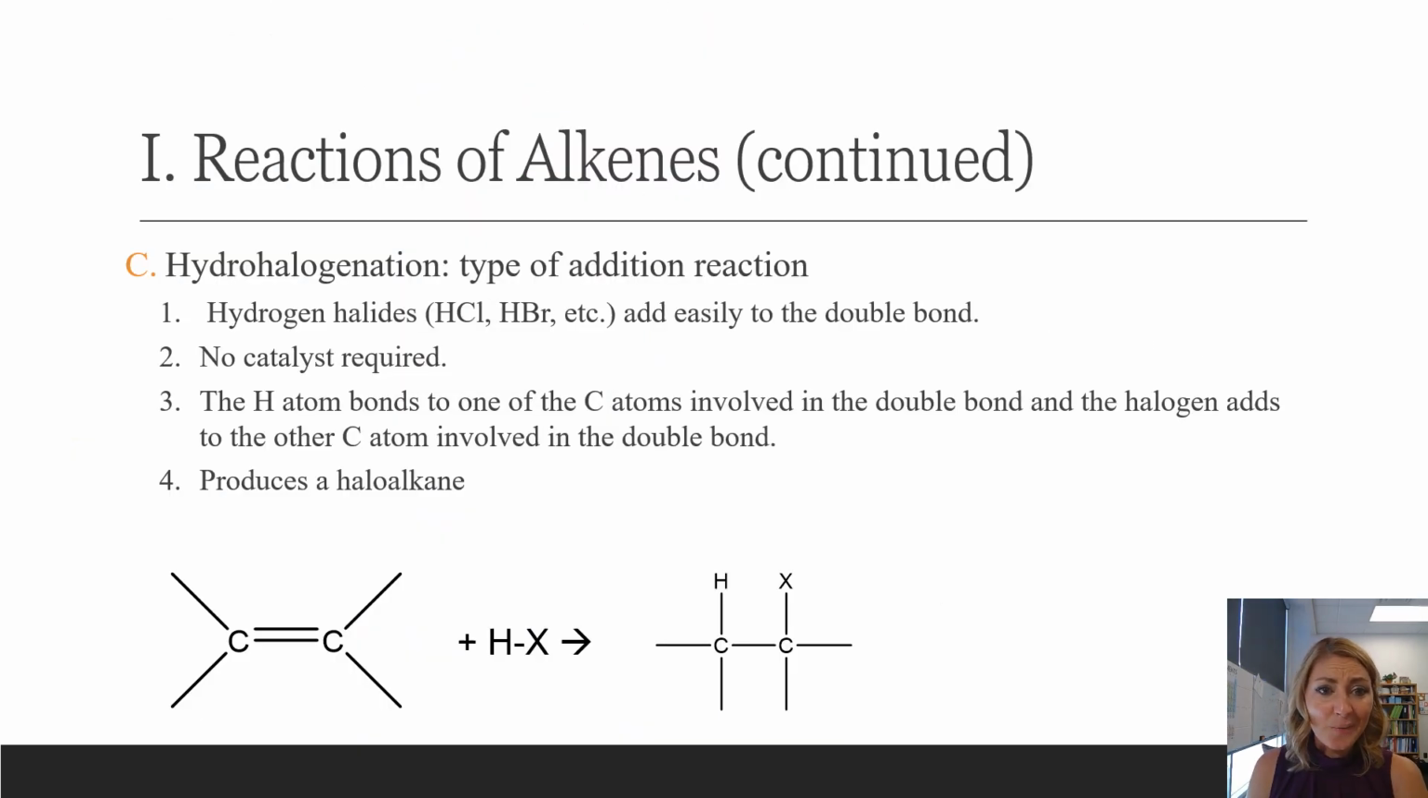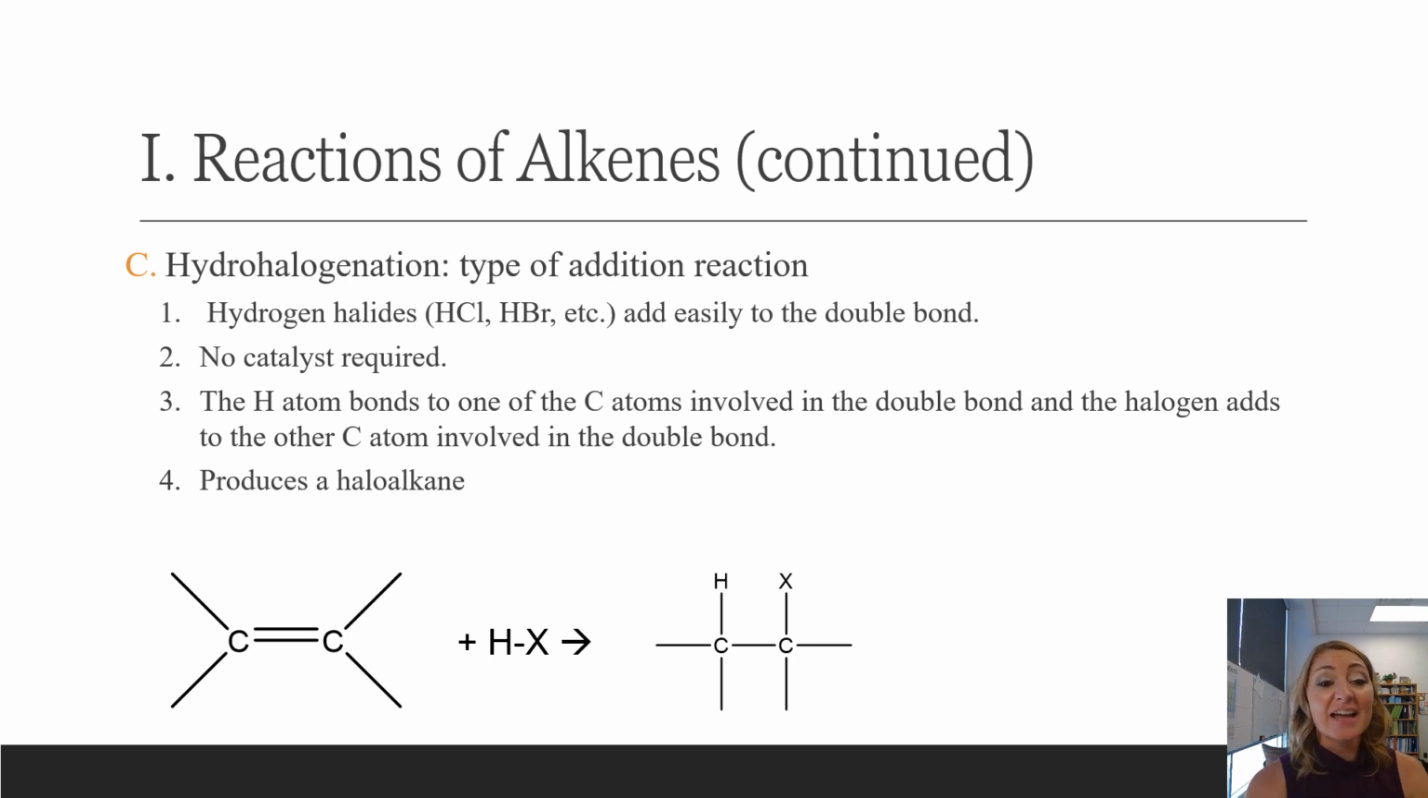All right, so hydrohalogenation, as with the other reactions of alkenes, is also an addition reaction. So you can expect that the double bond is going to be broken, and we are going to be adding something to the carbons that were involved in the double bond. Usually we're using hydrogen halides because it's a hydrohalogenation. So this would be something like chlorine or bromine or fluorine or iodine, something that has a hydrogen attached to it as well. And these will add easily to the space where the double bond was.